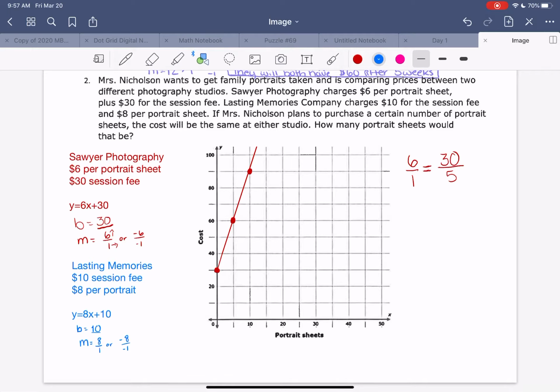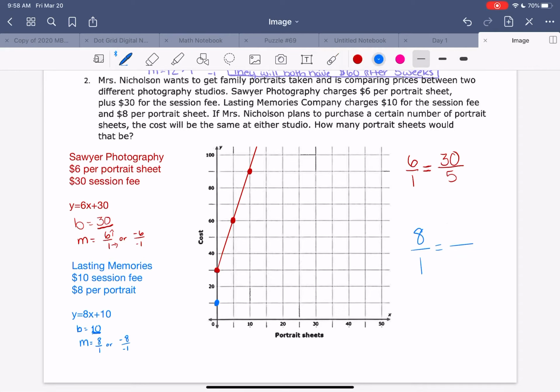So the next one tells me that my B is 10. So I'm going to start at 10 on the y-axis. And then same thing. We have 8 over 1. I can't go up 8 because it's counting by tens. So I need a number here in the numerator that is a multiple of 10.